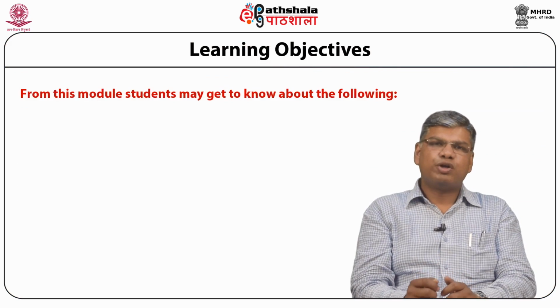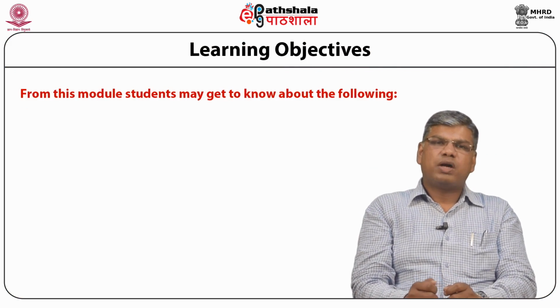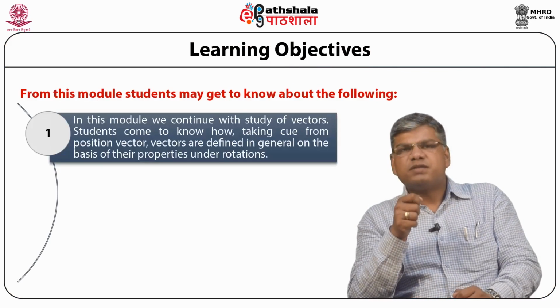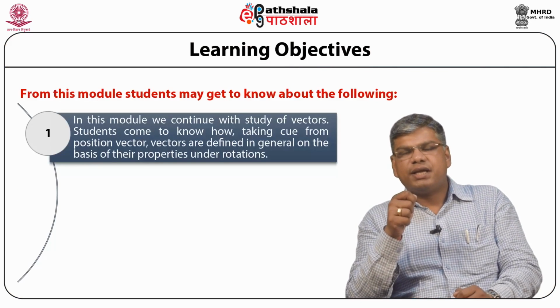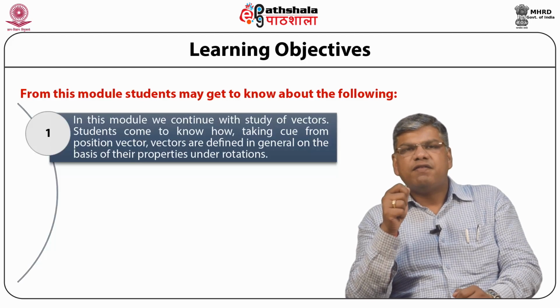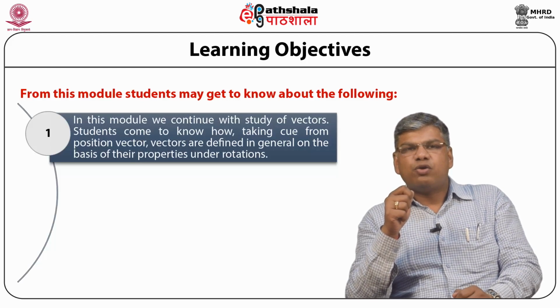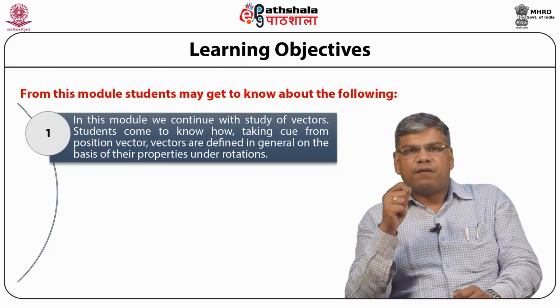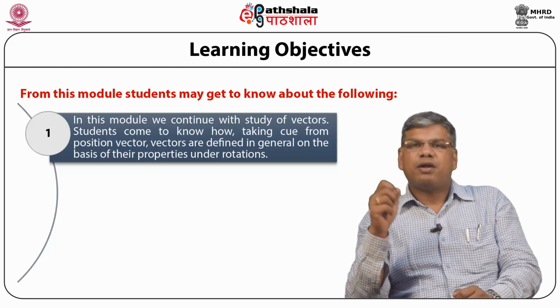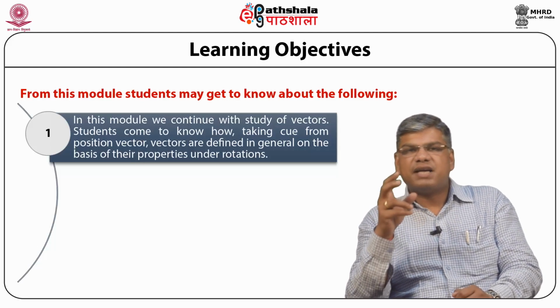Today, we are going to discuss the module Mathematical Preliminaries-II from the paper Electromagnetic Theory. From this module, you will get to know about the following. In this module, we will continue to study vectors, and we will come to know, taking cue from the position vector, vectors are defined in general on the basis of their properties under rotation.